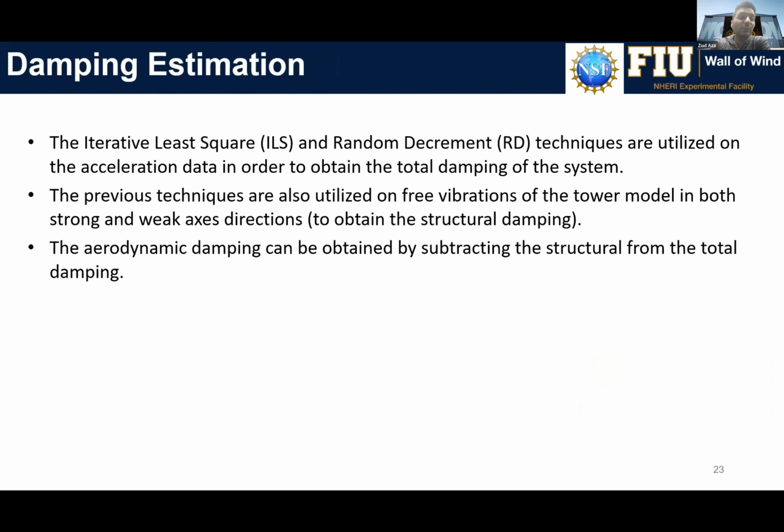To estimate the damping, we used the iterative least squares and the random decrement techniques on the acceleration data in order to obtain the total damping. The previous techniques were also utilized on free vibrations of the tower model in both strong and weak axis. We did that estimation twice, one with the Wall of Wind fans turned on and one with the fans turned off. When we free vibrate the model with the fans off, we get the structural damping. When we free vibrate the model with the fans on, we get the total damping, and from that we can obtain the aerodynamic damping.